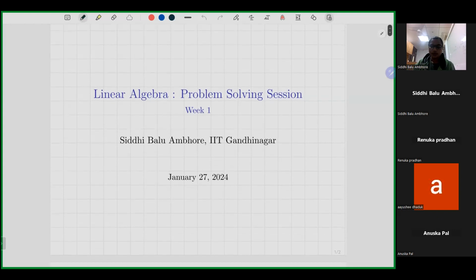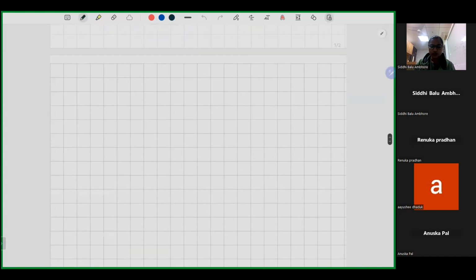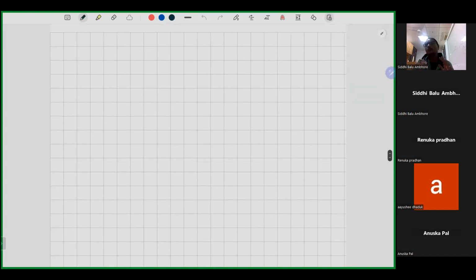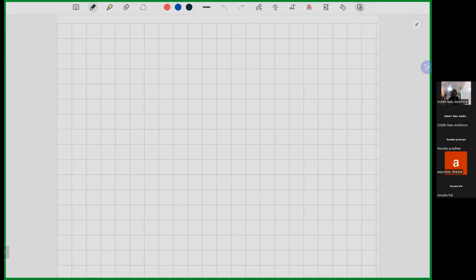So let us start with the first question. Whatever we will solve in this live session or problem solving session are problems which will be more or less related to what you will have in your assignments, but they won't be exactly similar to what you have to solve in the assignment. Okay, so let us start with the first problem.